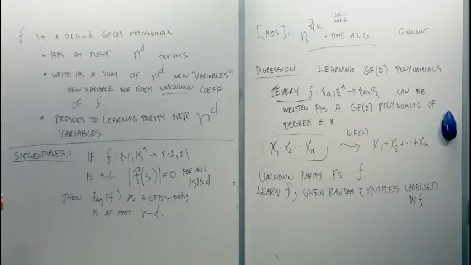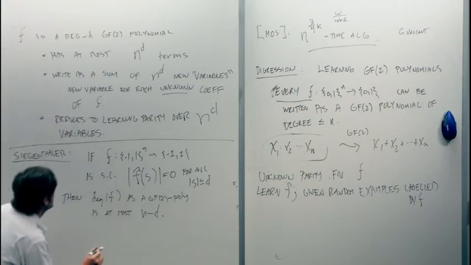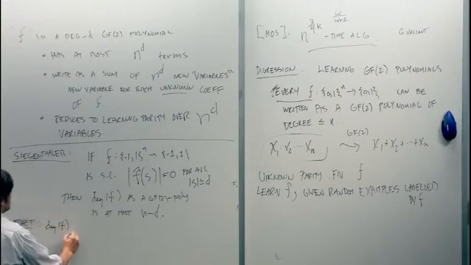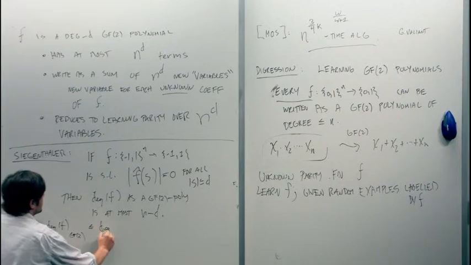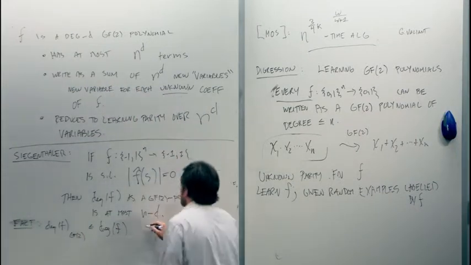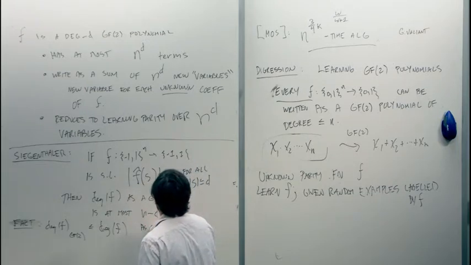Okay. So to see this, the first thing: there's one fact that the degree of f as a GF2 polynomial is always less than or equal to the degree of f as a Fourier polynomial.